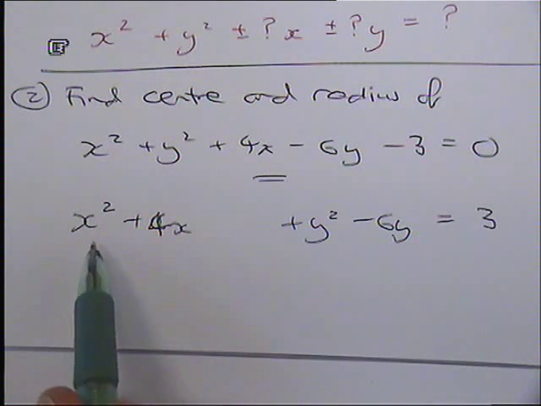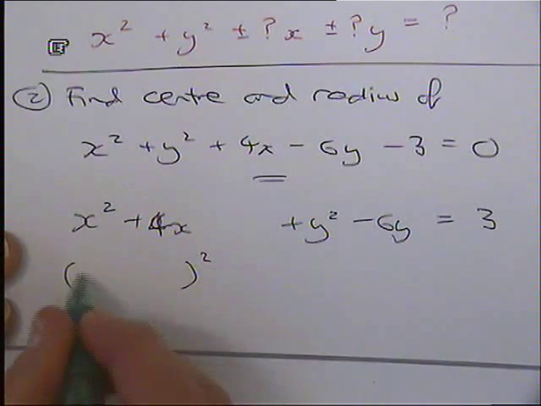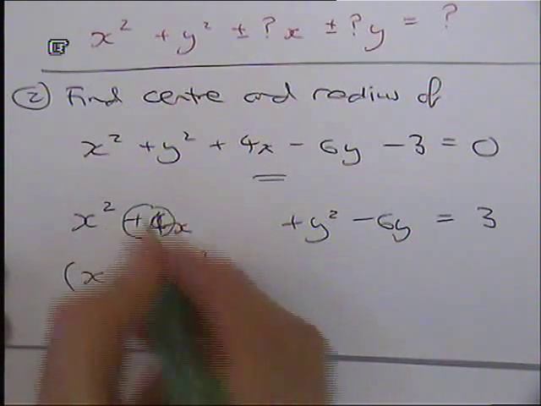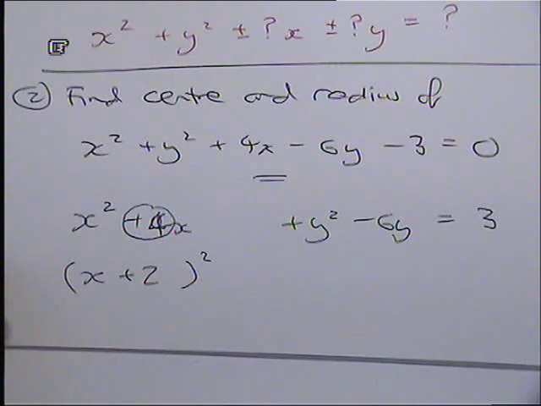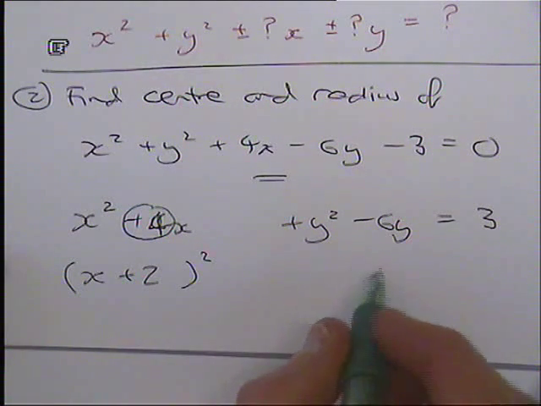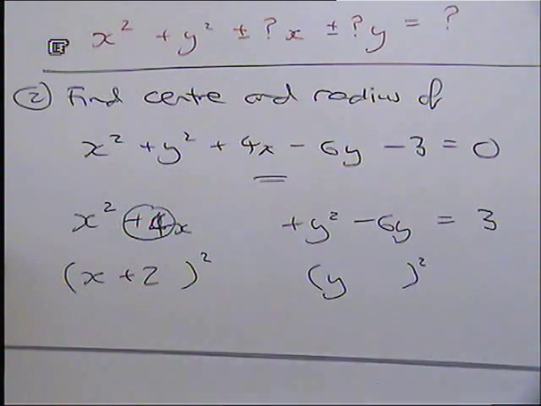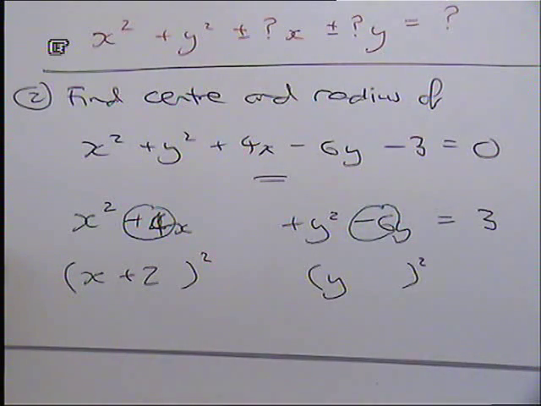Now, this thing here, x squared plus 4x, we want that in a bracket with an x and something in there. Yes, you're muttering over here, completing the square. This is like completing the square. And when we were completing the square, we always said we need half of that. So half of that is a positive 2. Then do the same thing over here. This is going to be a y and something squared. And what will go in here will be half of that. And half of that is negative 3.